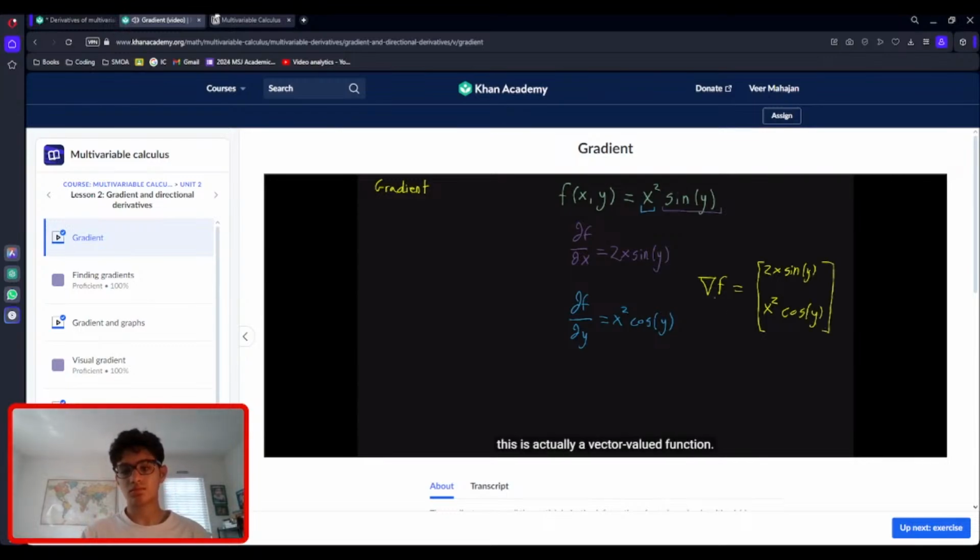And notice, maybe I should emphasize, this is actually a vector valued function, right? So maybe I'll give it a little bit more room here and emphasize that it's got an x and a y. This is a function that takes in a point in two-dimensional space and outputs a two-dimensional vector. So you could also imagine doing this with three different variables.